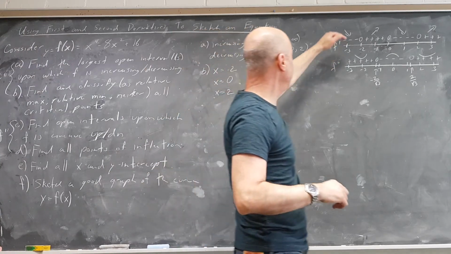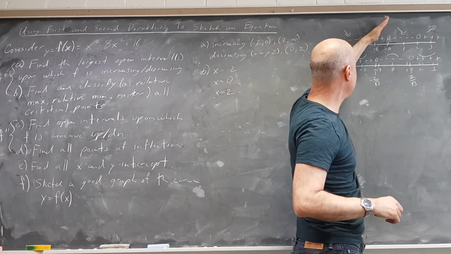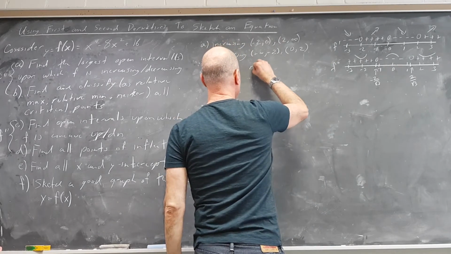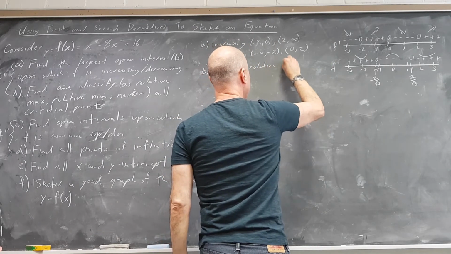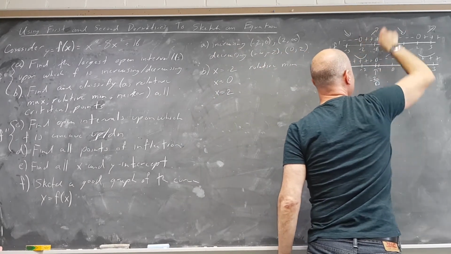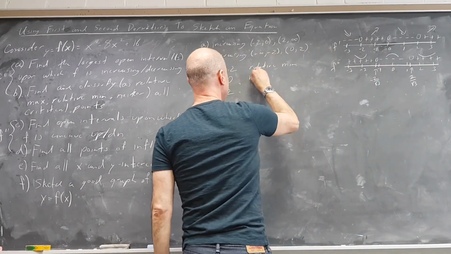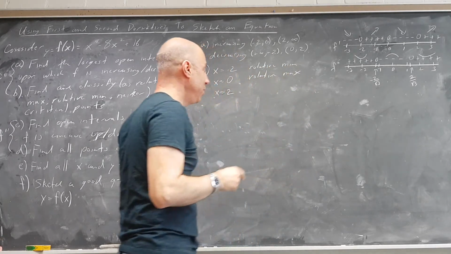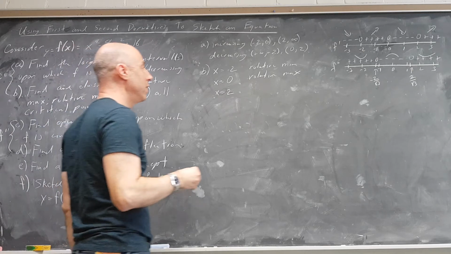X equals -2, you can see we were coming down, and then we go back up. This must be at the bottom. This is a relative min. X equals 0, you can see we were going up and then coming down. That must be a relative max. And at 2 again, that must be a relative min.